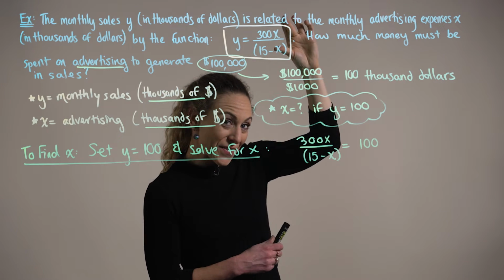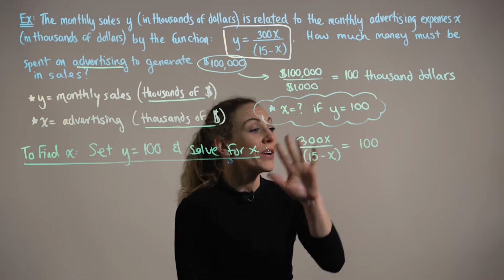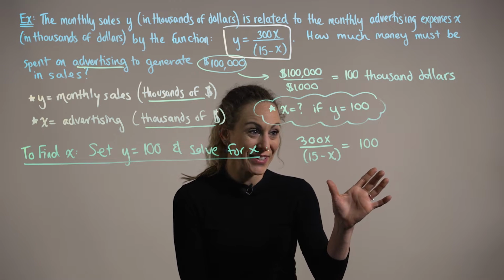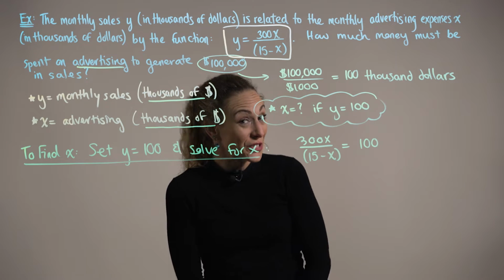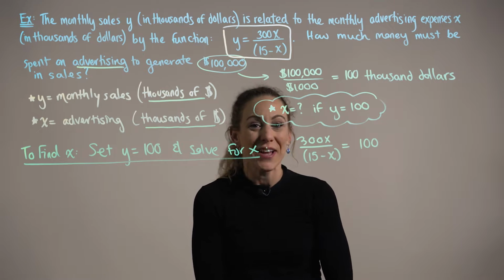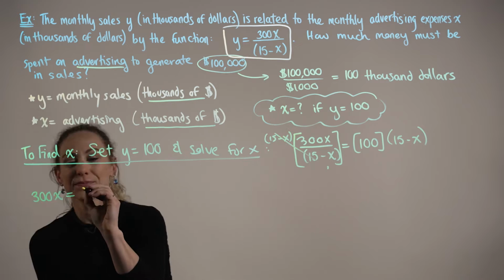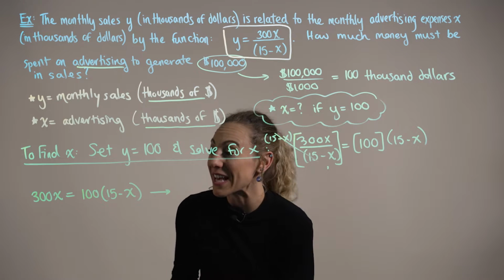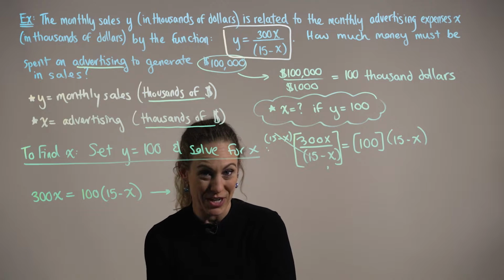So setting our given function Y equal to $100,000, we realize that we're working with a rational expression here. So in order to solve for X, we need to get rid of the fraction. And to do that, we simply need to multiply both sides of this rational expression by its least common denominator. So by multiplying both sides by that least common denominator, we now have a much more familiar looking expression.